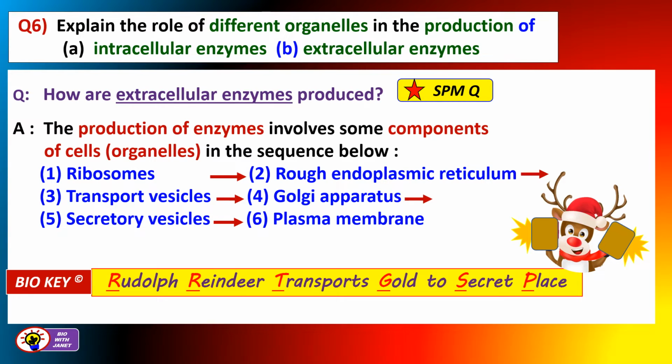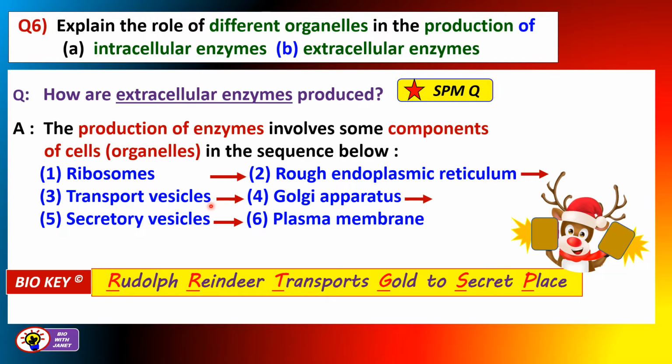Question 6. Explain the role of different organelles in the production of A, intracellular enzymes, and B, extracellular enzymes. Let's take the example of extracellular enzymes first, as discussed in the textbook. So how are extracellular enzymes produced? The production of extracellular enzymes involves some components of cells called organelles in the sequence below, starting with the ribosomes. The ribosomes will synthesize the proteins. Next, the rough endoplasmic reticulum, or RER, will transport the proteins in its lumen or hollow space.